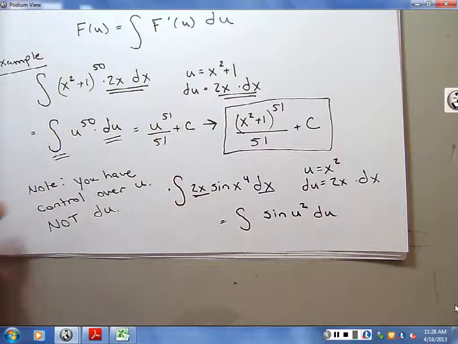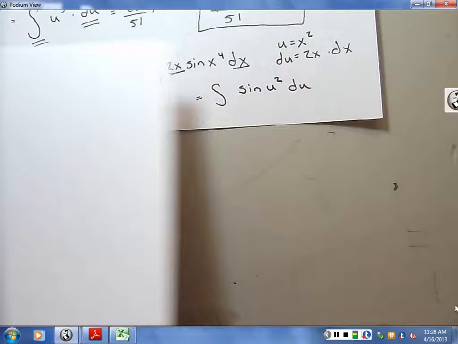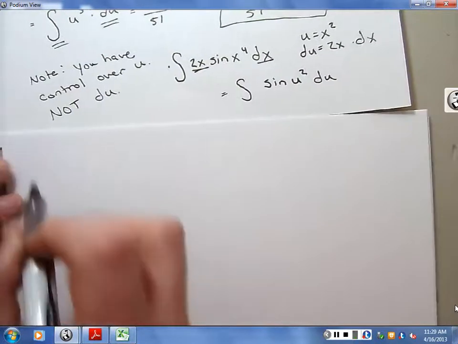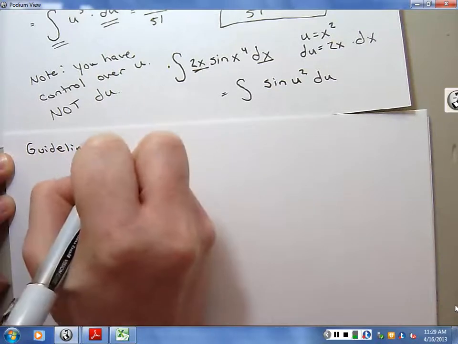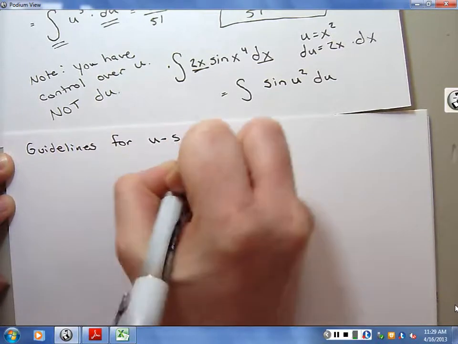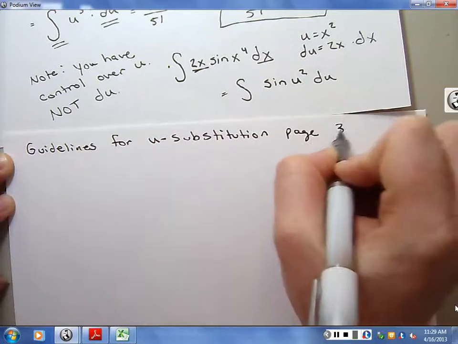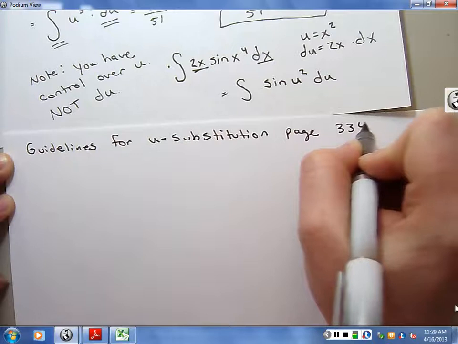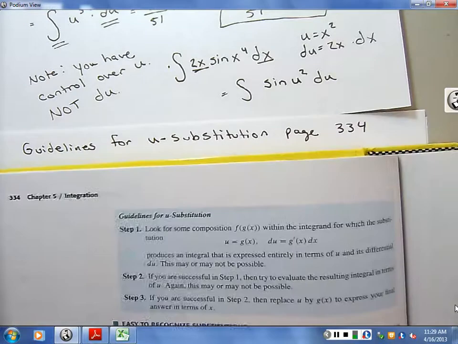So let's look at, just making a note here, your book gives you some guidelines for u substitution. This is on page 334 in your book. I don't want to take the time to write it down, but I do think it would be useful to just look at it and read over it, and then you can recall it and look in the book.